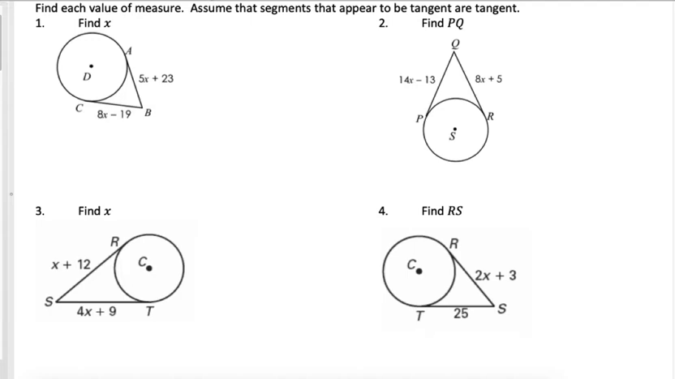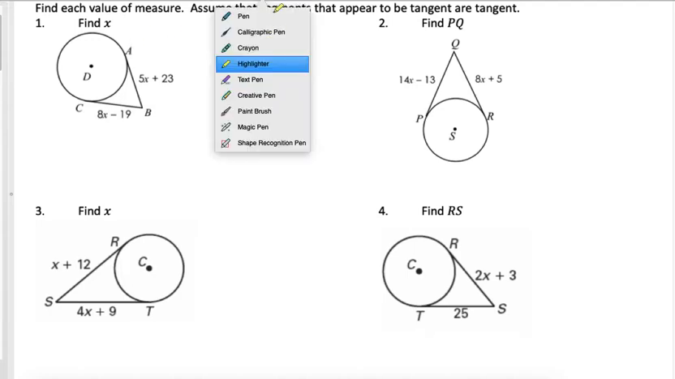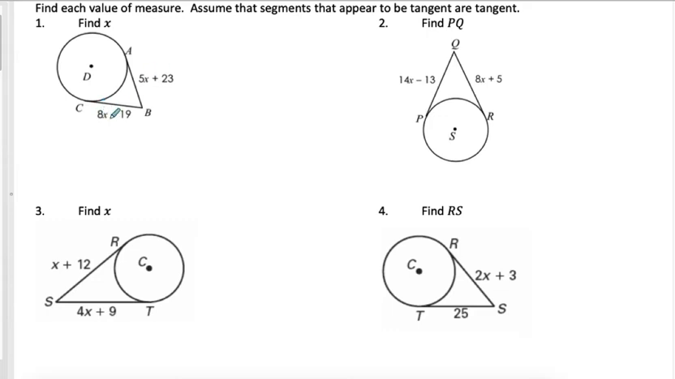All right, so now we don't have a radius drawn in. We're looking at the segments that have 2 tangents here. And again, find the value of the measure and assume that segments that appear tangent are actually tangent. So if these are 2 tangents to the same exterior point, these have to be the same measurement. Exterior point, tangent, tangent. Exterior point, tangent, tangent. Exterior point, tangent, tangent. We can now set these up by setting them equal. Congruent parts give us equal measures. So 5x plus 23 has to equal the other side, 8x minus 19.